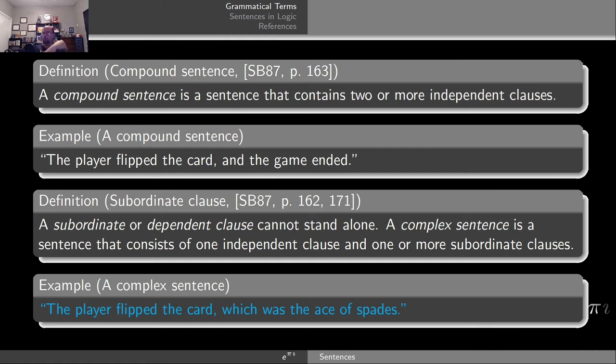Specifically, it points to the word card. So the card was the ace of spades. Consequently, which was the ace of spades does not stand on its own, unfortunately. It refers back to the previous clause. Thus, it does not stand on its own for its meaning. It is a dependent clause rather than independent.